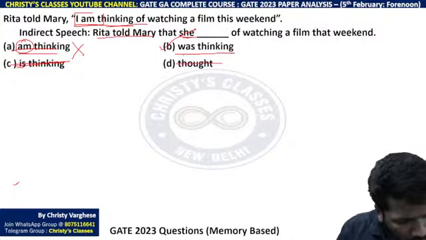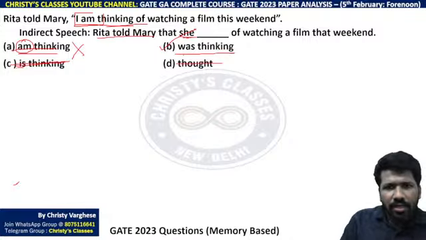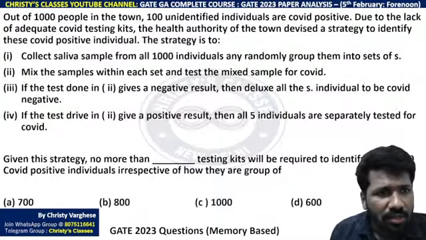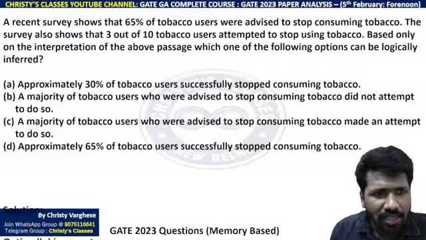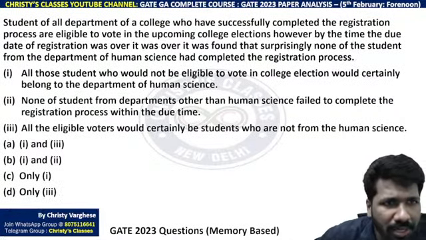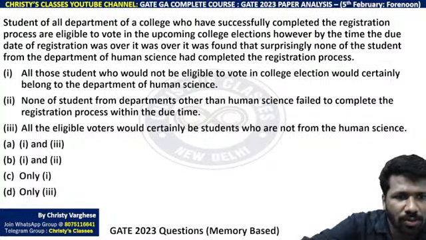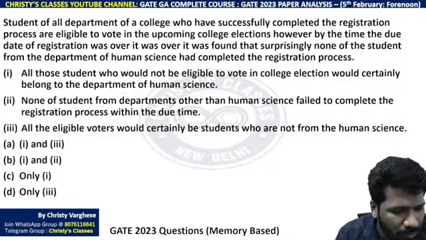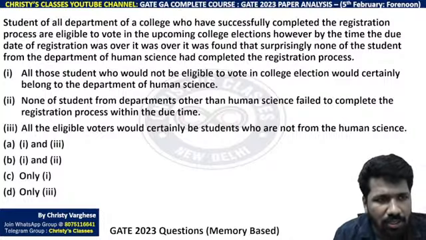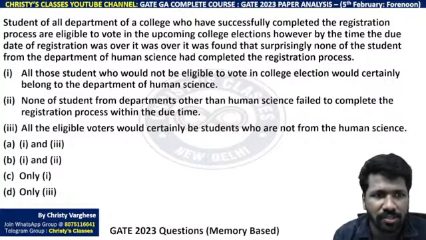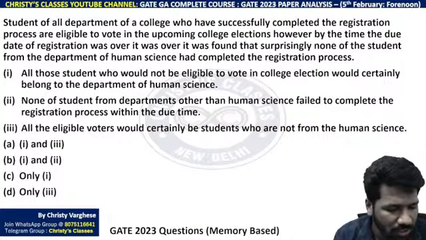Okay, Himanshu. I think I didn't receive that question from anyone. Himanshu, can you please help out with these three questions? Are you telling about any of these questions? Were any of these questions there or not? Please mention. This one, student of all department, because I am confused whether it is in this question paper or in another question paper. This one, students of all departments of a college who have successfully completed the registration process are eligible to vote in the upcoming college elections. This one was there or not, please check.